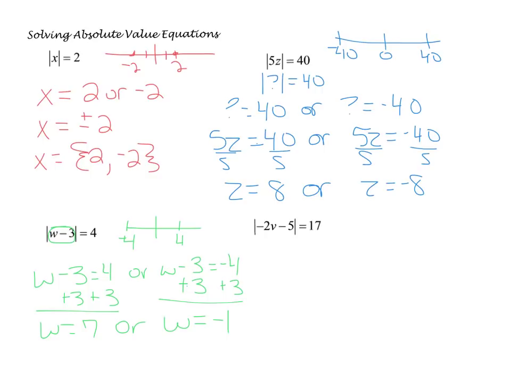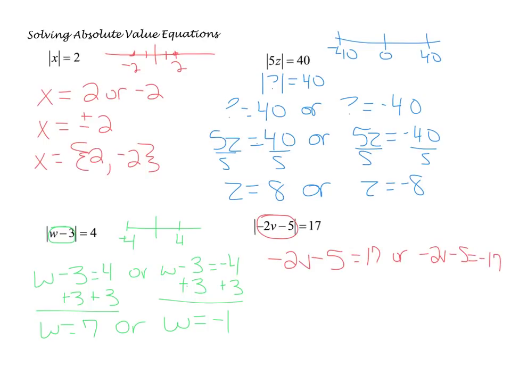The absolute value of 2v minus 5 equals 17. Well, what kind of numbers have an absolute value of 17? 17 does, negative 17 does. So this thing inside the absolute value symbols, 2v minus 5, notice the absolute value symbols are dropped here when I'm solving. It has to equal 17, or 2v minus 5 equals negative 17. So I have 2 equations to solve.